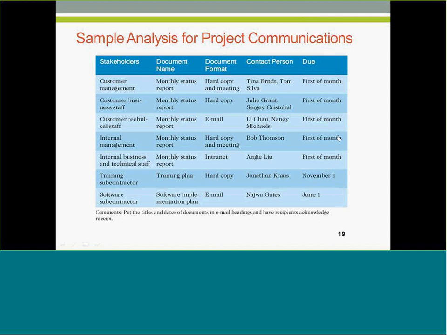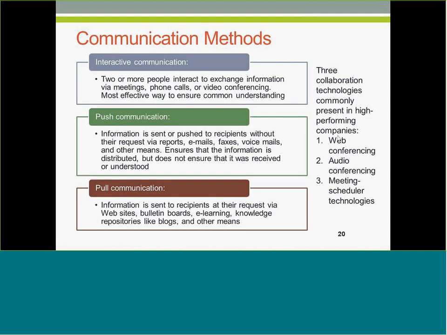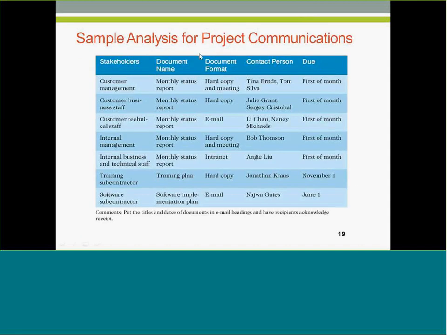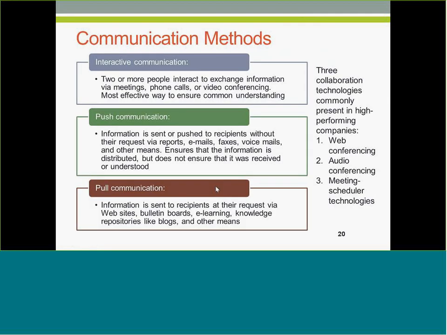Now, there are categories that these communications fall into, and we're going to look at that. There's interactive communication, which is what you'll have in meetings and in teleconferences, where you have people on both ends of the spectrum. Then you have push communication, where information is sent by email to recipients without their request, and those are the reports that get emailed monthly. And then you have pull communication, where executives, for example, would go on a company dashboard, and on that dashboard, they would then pull their own reports.